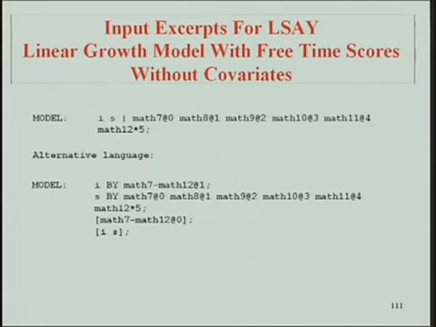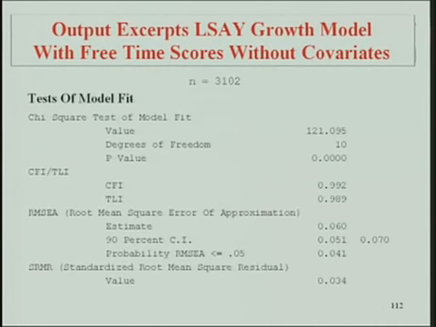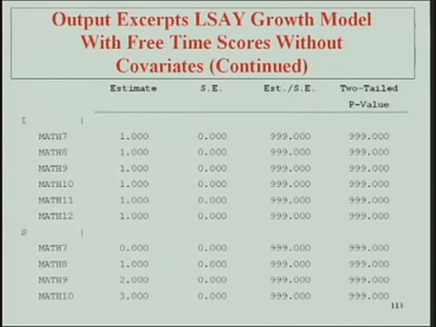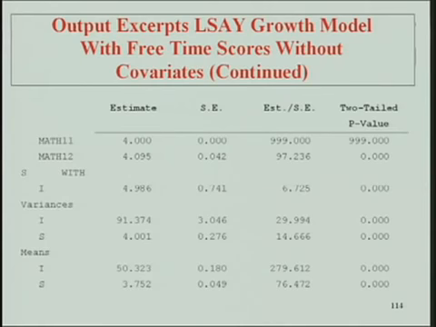Down here, you have the alternative language. So let's see how that pans out here. We have a chi-square here, and we're not going to be concerned with fit as much at this point. We have the time scores. You have the unit loadings for I. We ignore that. Focus on S instead, where the time scores play in. Math 7, 0, 8, 1, 2, 3. And then on slide 114, math 11 is 4. And here's the math 12 of interest.